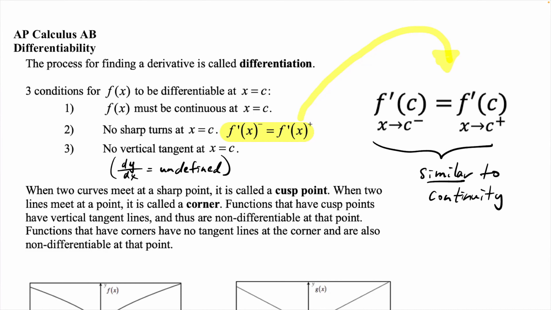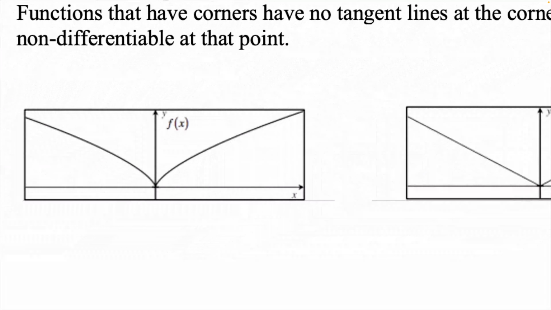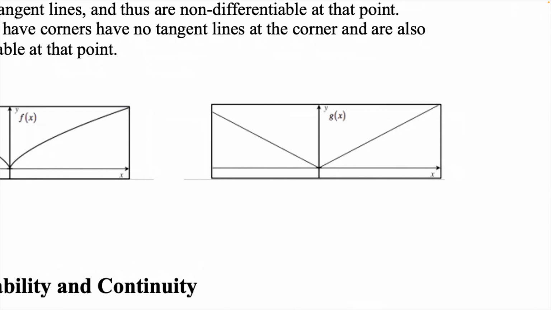No sharp turns. So what do I mean by sharp turn? Well, these two guys are sharp turns here. So the first one comes down, it's decreasing, right? This one's decreasing, and then at 0, when x equals 0, it quickly makes an abrupt turn, and it becomes positive, right? It goes positive. Same thing here. At 0, as I approach 0, it changes from increasing to decreasing abruptly.